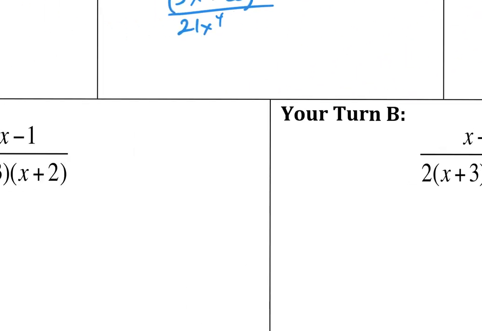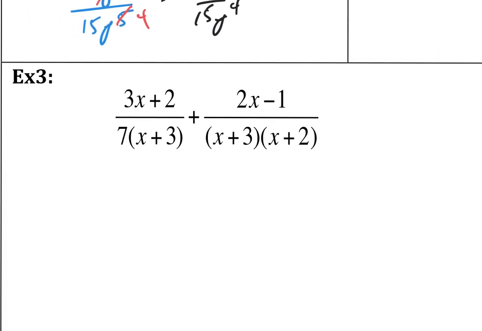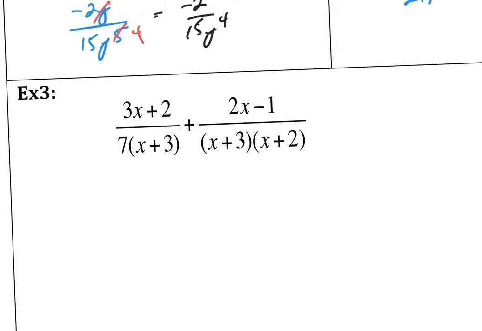Okay, moving on with our next example, we see that we have two rational expressions we want to combine, but once again, we do not have a common denominator.